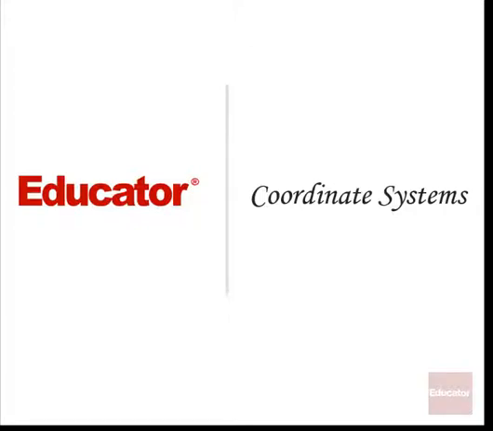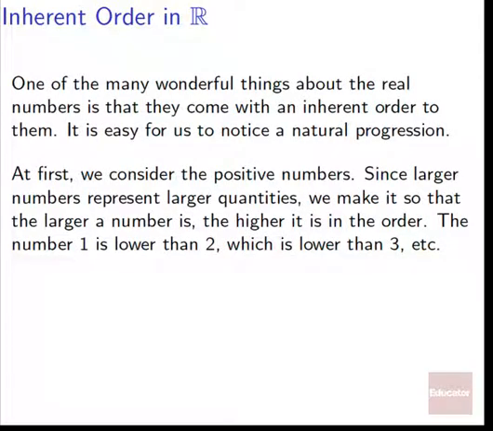For this lesson, we're going to talk about coordinate systems. The real numbers are great because there's an inherent order in them. Whenever we think about numbers, we naturally get a sense of progression, at least in the positive numbers. If we consider the positive numbers, it seems fairly inherent to us that the larger a number is, the larger its quantity represented is, and so the higher in the order it is, right? The number 1 is lower than 2, is lower than 3, is lower than 4. And if you were to say 1.5, then you would be between 1 and 2, right? You would be greater than 1, but less than 2. So we've got a pretty inherent sense of an order that fits the real numbers.